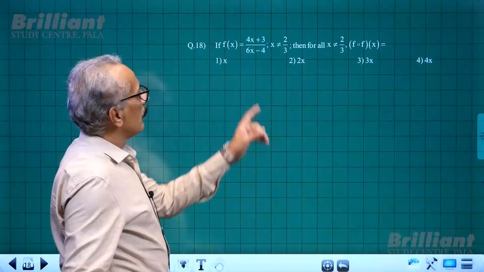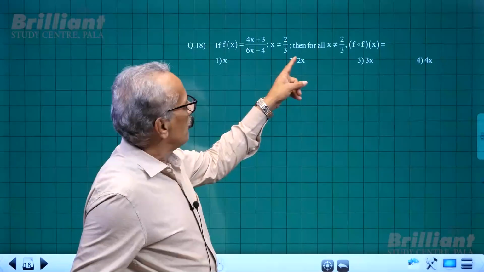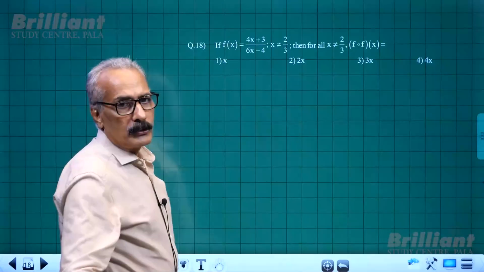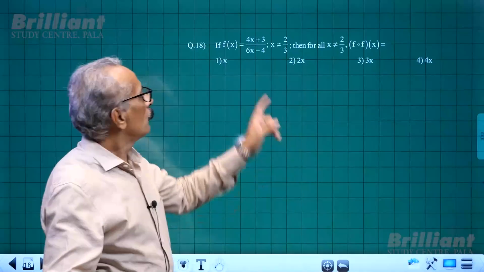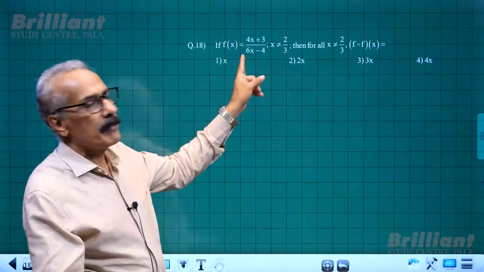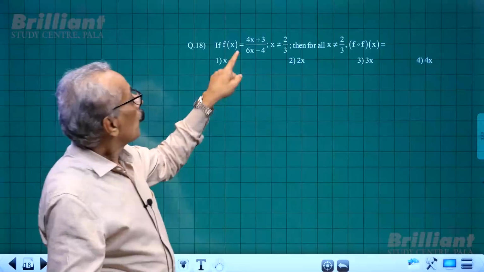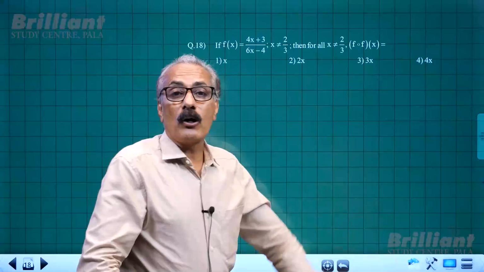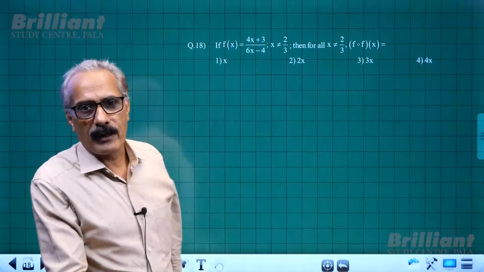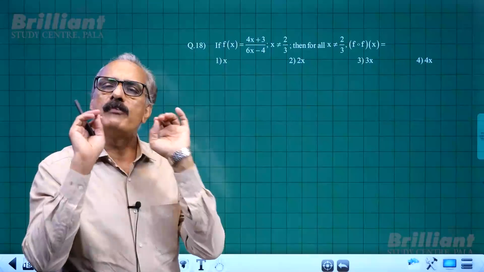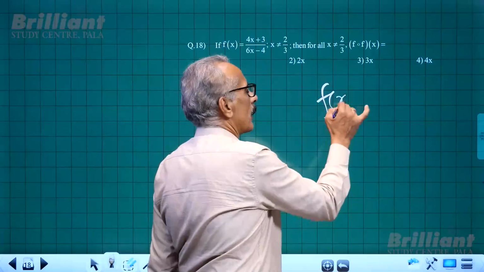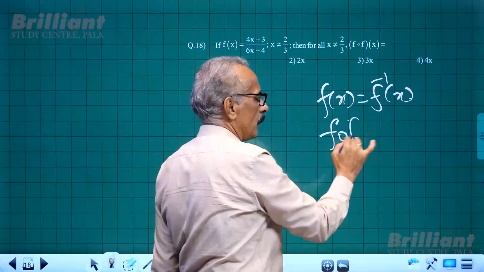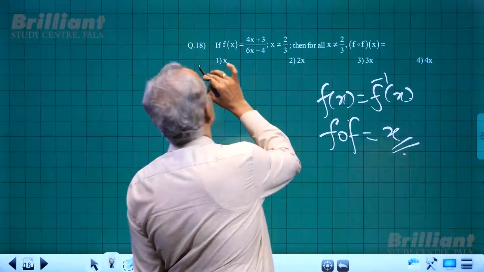This is f of x is equal to (4x plus 3) by (6x minus 4). Then we'll calculate f of f of x. You know the secret. You should check this type of (ax plus b) divided by (cx plus d), isn't it? If the coefficient of x in the numerator is equal to the negative of the constant in the denominator, then your f of x will be the same as f inverse of x. That means here your f of x will be equal to f inverse of x. Therefore, f o f will always be x.